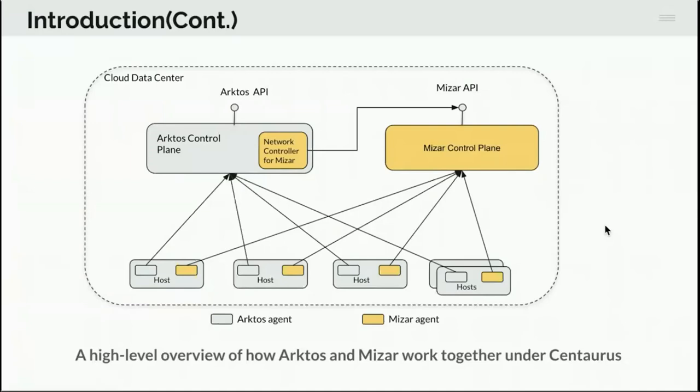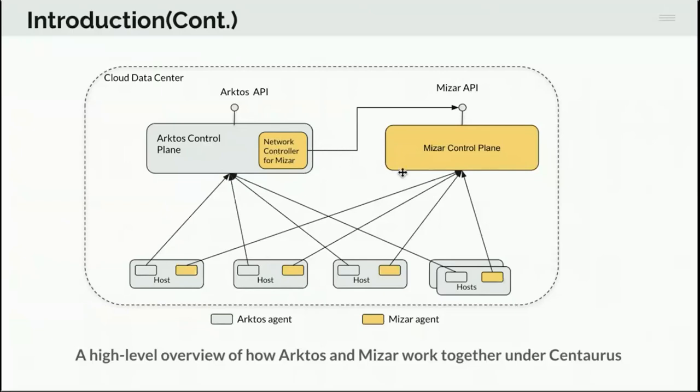What I want to say here is, while this is a recommended combination, both Arctos and Mizar are independent services. They can work with different computing clients and networking services. For example, Arctos' network model is based on a plugin style. For Mizar, we have a plugin called Network Controller for Mizar. It's running in Arctos and interacting with the Mizar control plane to finish the integration between Arctos and Mizar. If we want to use another network service, let's say OpenStack Neutron or AWS, we can also do that. We just replace this plugin, this controller. Arctos itself is neutral to different network providers.